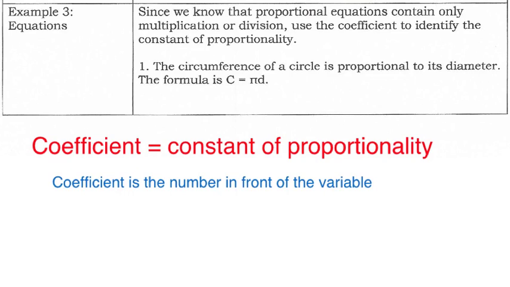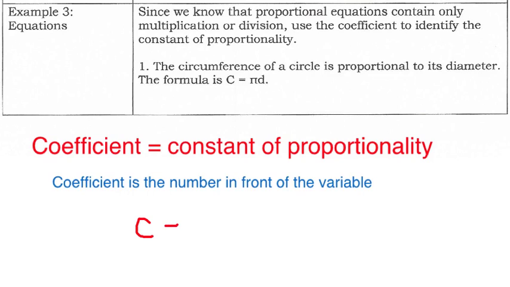So in an equation, we know that proportional equations contain only multiplication or division, so use the coefficient to identify the constant of proportionality. The circumference of a circle is proportional to its diameter. The formula is circumference is equal to pi times diameter. Now, I want you to remember coefficient is equal to the constant of proportionality. Well, what is a coefficient? If you remember back in our previous unit, a coefficient is the number that's in front of the variable. So in this case, we have the formula circumference is equal to pi times diameter.